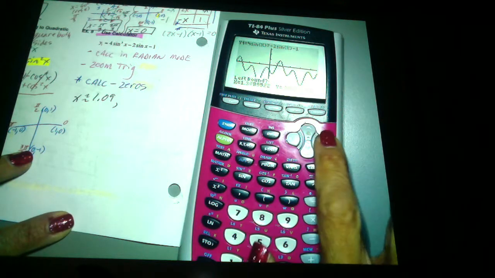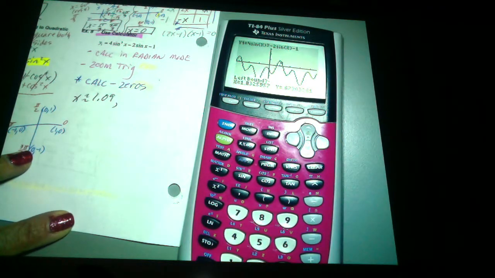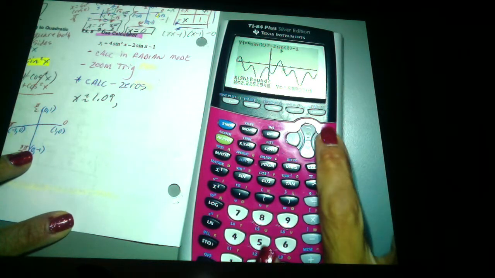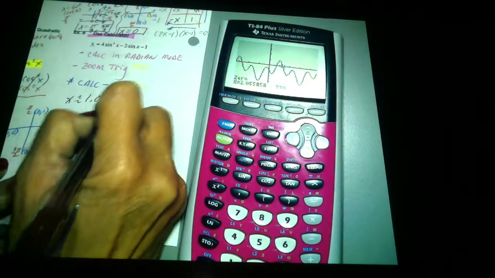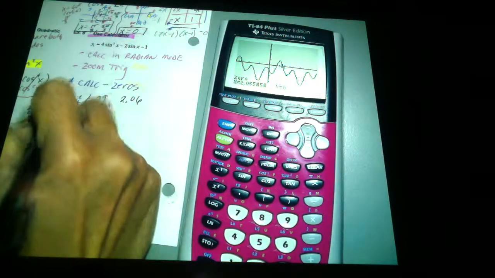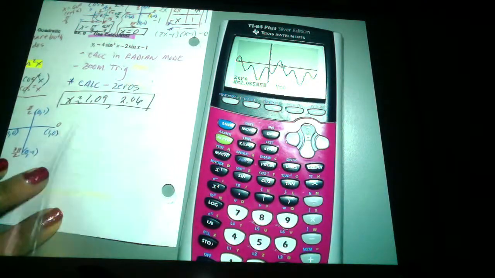So I want to get to the right, which this time is above the x-axis, hit enter, and below, hit enter, and enter again. Again, my y value is 0. This time I've got 2.0, is it 5 or 6? 6, so 2.06. So there are my two answers.